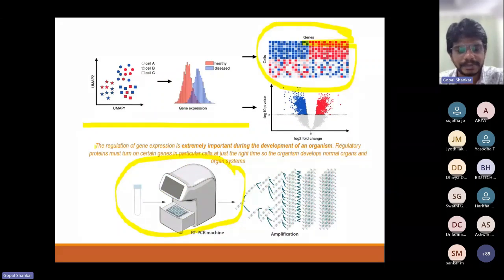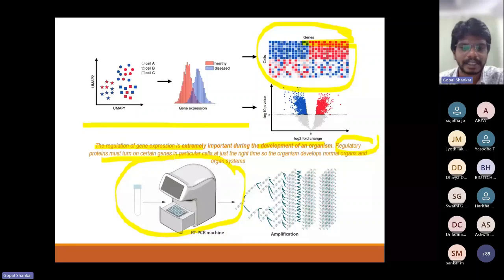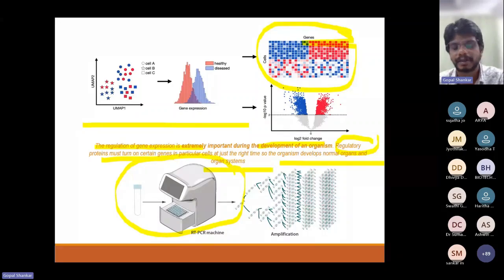And this regulation of gene expression is highly important during the development of an organism. And these set of regulatory proteins will turn on or turn off particular genes at the right time of organism that is essential for the normal development of organs and organ system.